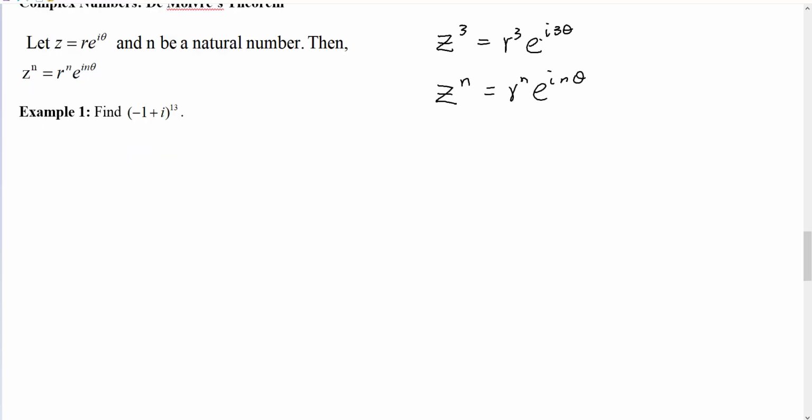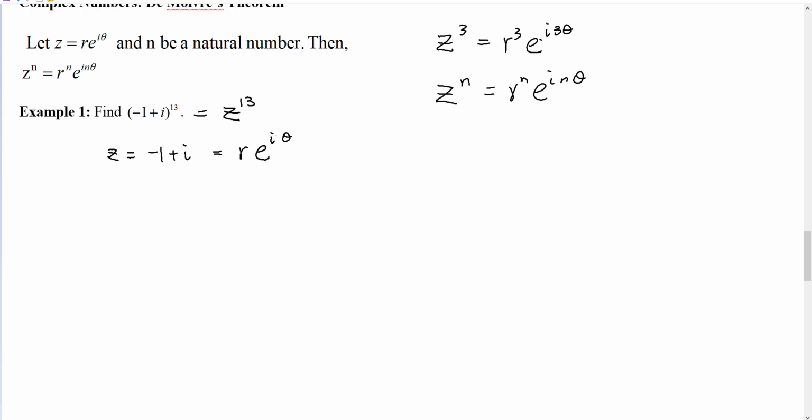Now we have a complex number (-1 + i)^13. You don't want to multiply -1 + i thirteen times by hand, it's long and tedious. So I'm going to convert the complex number -1 + i, which is z, to the 13th power. We don't want to multiply it as it is. Rectangular form is given to you, so I want to convert this to polar form first.